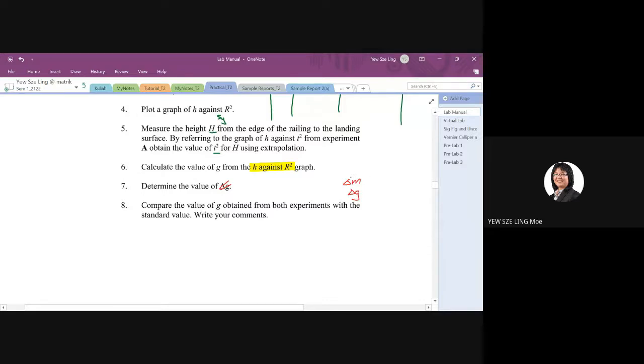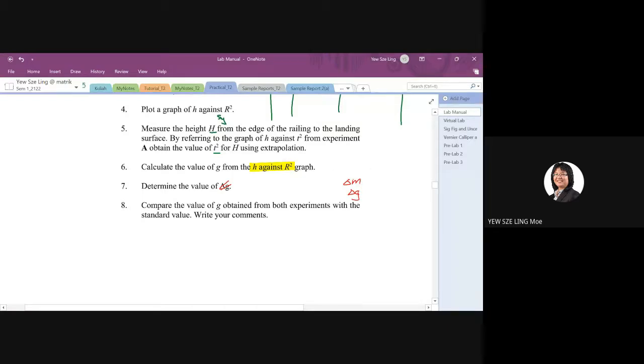But in an actual experiment, every graph should come with uncertainty: uncertainty of gradient, uncertainty of gravity. But just because we are doing online class, we cannot let you use the software, so we cannot calculate delta m now.